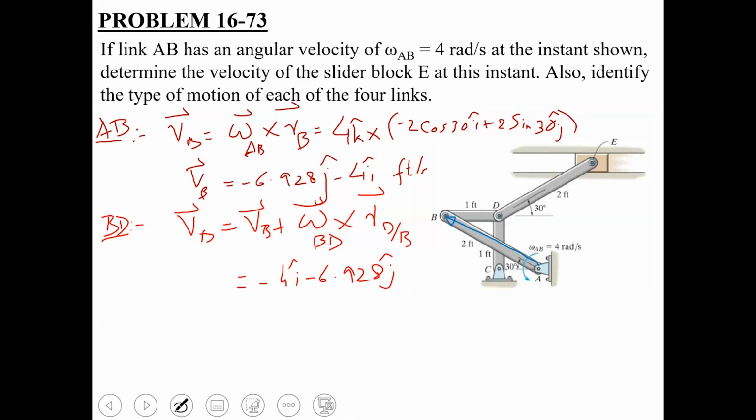Can you judge the direction of omega? From what we drew yesterday, is this link BD rotating in a clockwise or a counterclockwise direction? Can you judge it? Counterclockwise direction. We discussed yesterday, it's going to rotate in a counterclockwise direction. So we can write it as plus omega BD K cross, what is RDB?